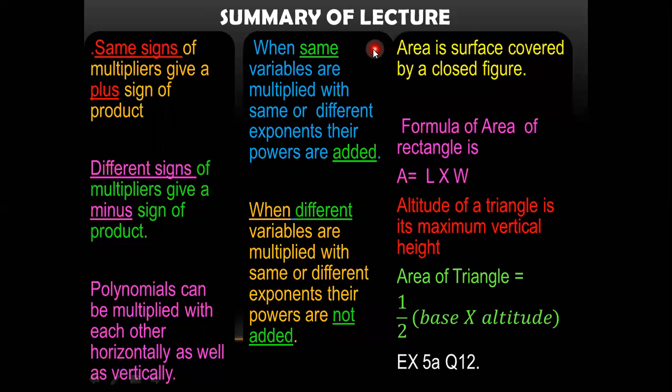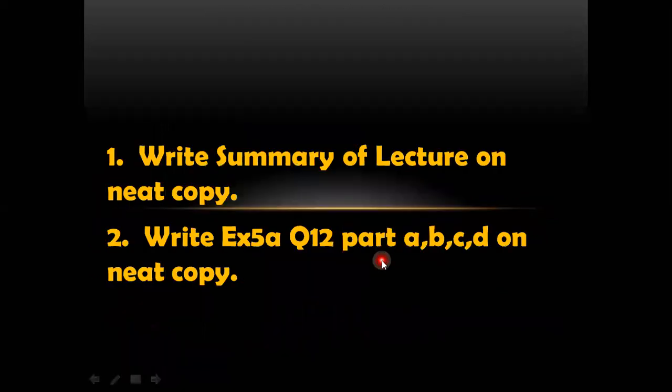Area is the surface covered by a closed figure. Then we learned that the formula of the area of the rectangle is length multiplied by width. Then we learned that altitude of triangle is its maximum vertical height. And then we learned the area of the triangle is equal to 1 by 2 multiplied by base into the altitude. And then we solved exercise 5A question number 12 A, B, C, D parts.